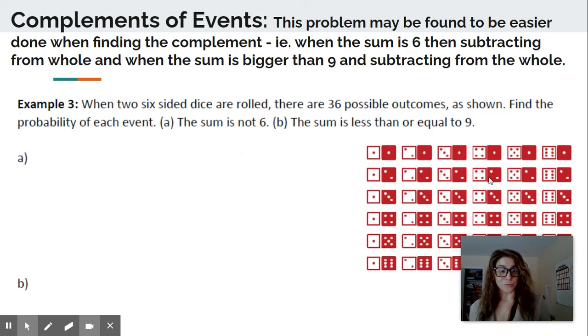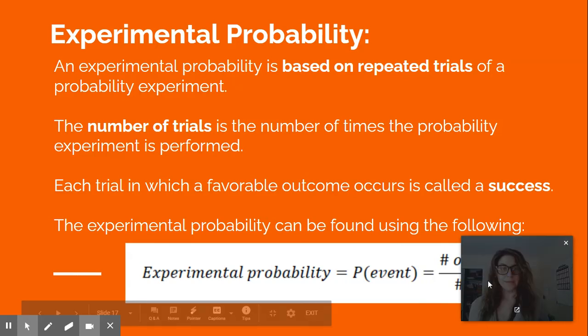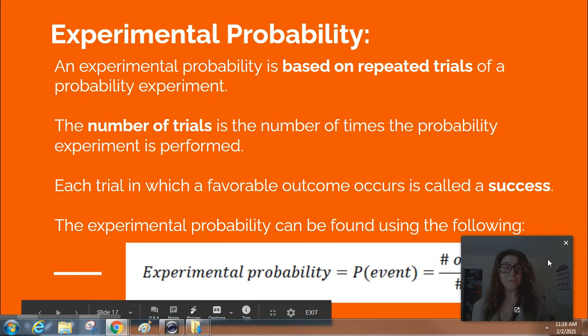Again, we'll walk through this one. We have our large sample space of the 2 dice we've talked about before. And we'll talk about how to do it both ways, how to do it normally and using the complement to find those probabilities.